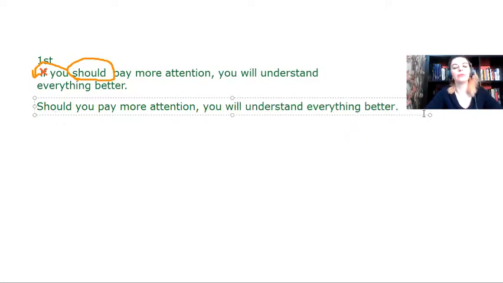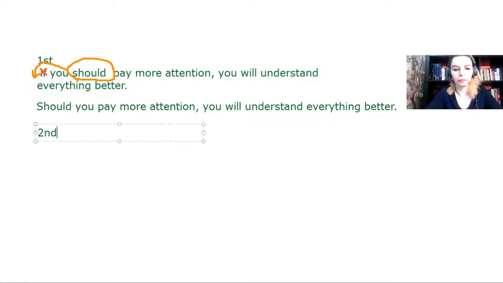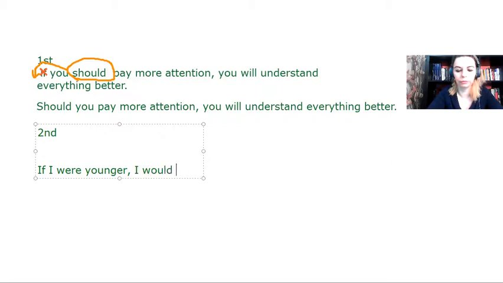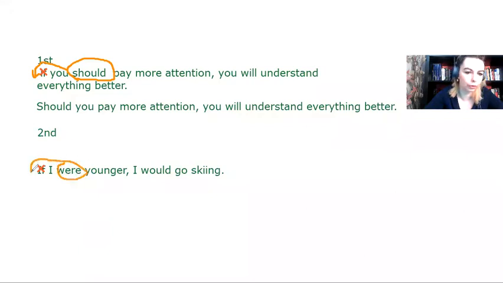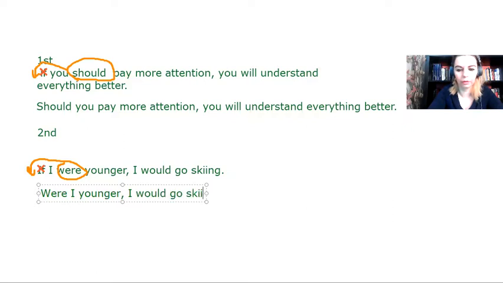Now, let's see how we can invert using the second conditional. Now, we can invert whenever we have the word were. So if I were younger, I would go skiing. Okay, now how can I turn this into inversion? Well, once again, what I can do is erase if, okay, and then take this were, verb, and put it at the front, in front of the pronoun I. So what I'm left with is, were I younger, I would go skiing. Okay.